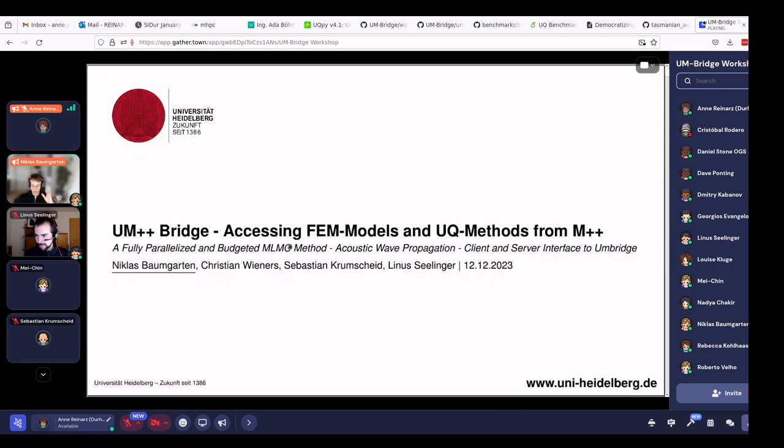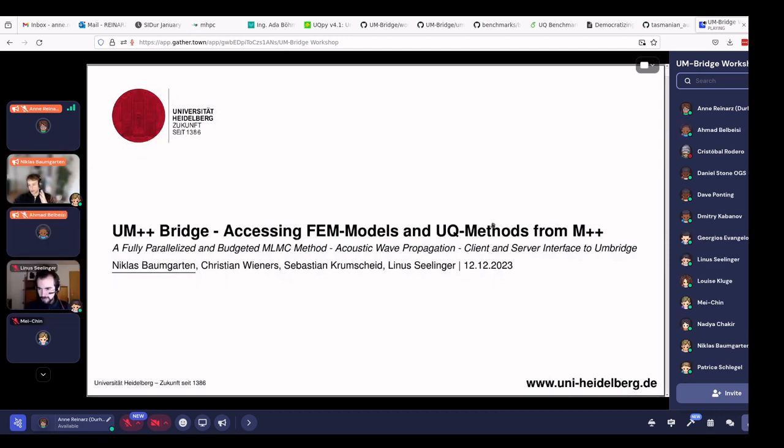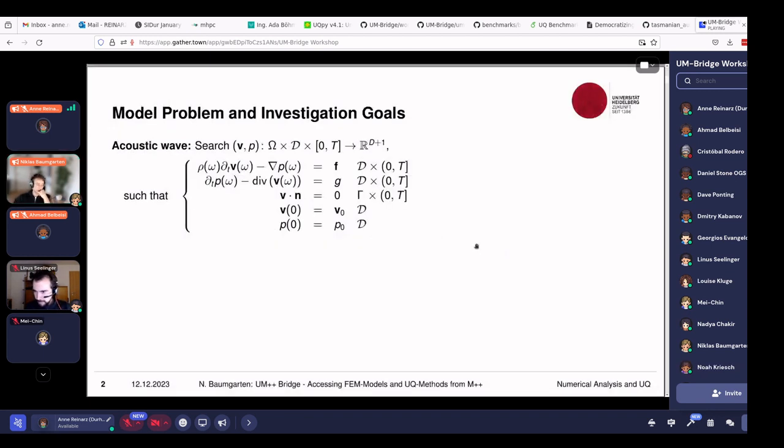And as soon as I have explained the model and the UQ method, I'm gonna present towards the end an interface to the server and the client, because you can use M++ in both ways. Or at least it's still work in progress, but I will get to the details. Okay, so let's start with the model problem. What can you actually solve with M++?